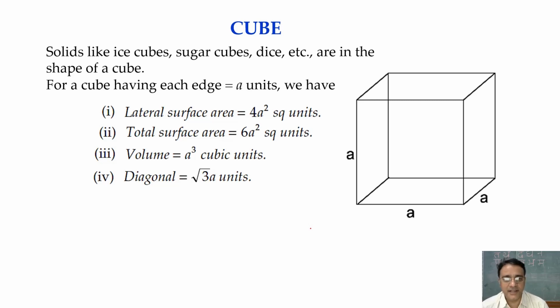Area of 4 walls in case of cuboid. LB plus BH plus... LSA, I am asking lateral surface area. Lateral surface area of cuboid means area of 4 walls. So that is 2 into (L plus B) into H. ठीक है? And area of 4 walls in case of cube is 4a square.